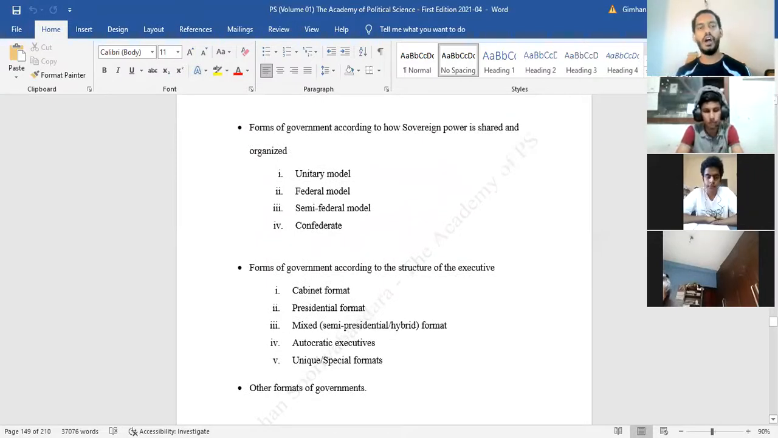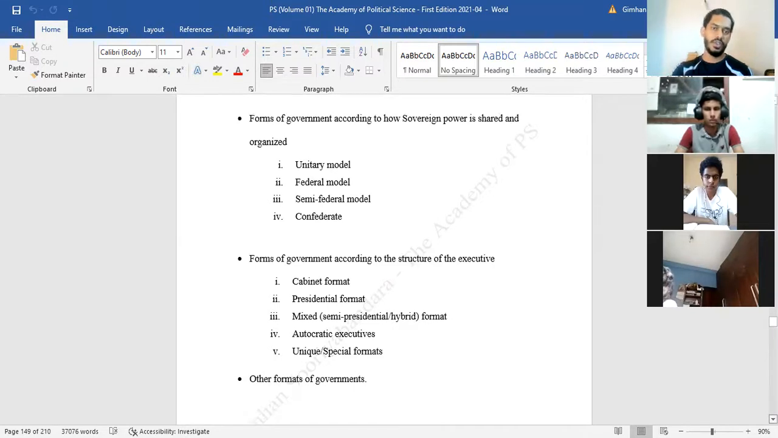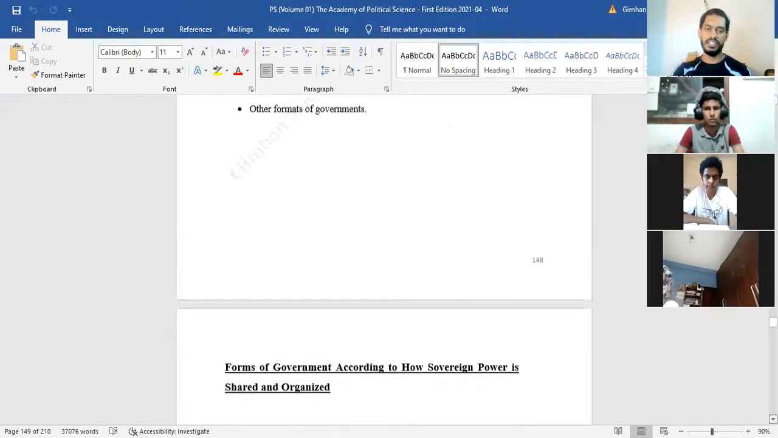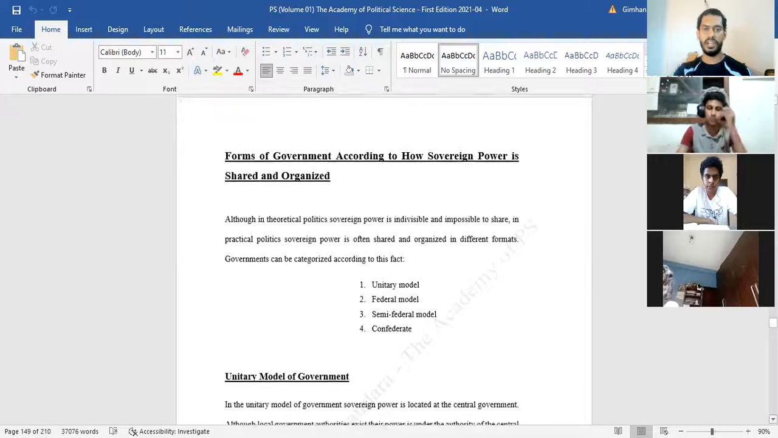we need to look at how you categorize governments according to how sovereign power is shared and organized. Okay. So there are mainly 4 ways. Technically speaking, there are mainly 2 ways, unitary and federal here. Okay. Unitary and federal. And apart from that, you can further divide them into semi-federal and confederates, right? So we need to look into what the unitary model is and what the federal model is.